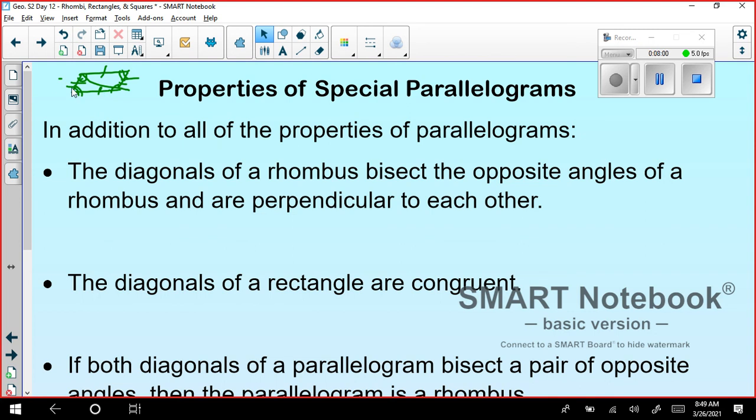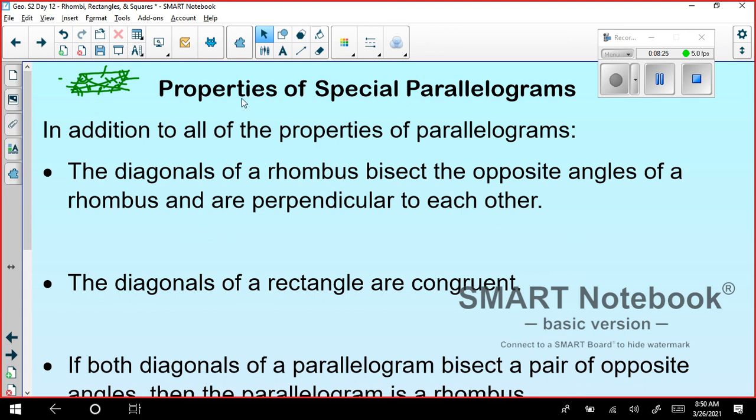I think the stylus is not behaving the way I want. So the diagonals bisect each other, which means this is equal to this, and this is equal to this particular. We are not saying all four are congruent. But apart from those properties of a parallelogram, there are some more properties which we have to keep in mind.